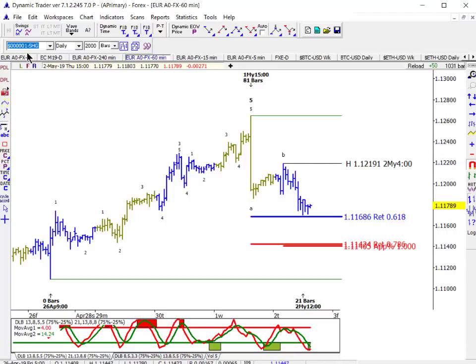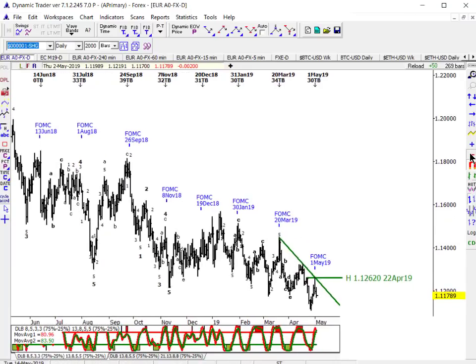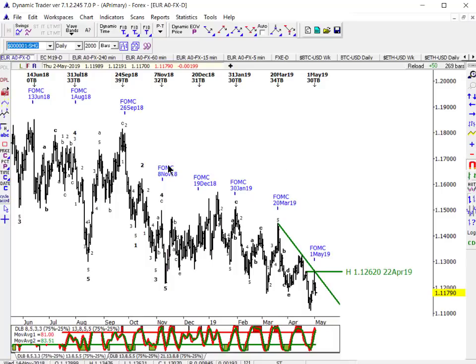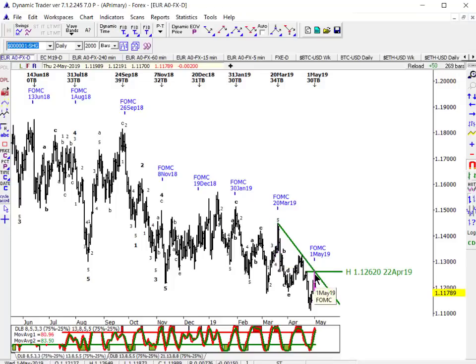Let's go to the daily data here. First of all, on this daily data, what I've marked off is all the FOMC announcements over the past year. And every time there's been an announcement, within one trading day, other than one exception, which was 2 trading days, either on the exact day or one trading day later, the euro has been sideways to down for at least 4 days following the announcement day.